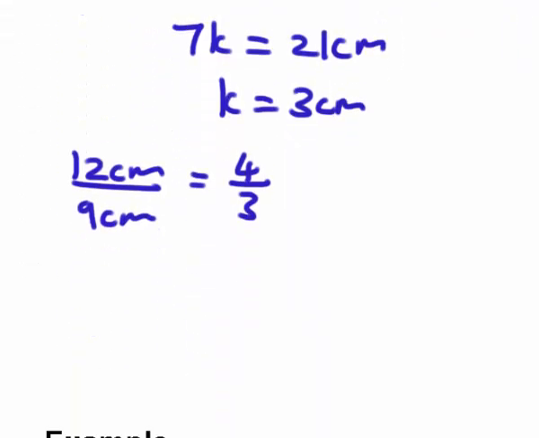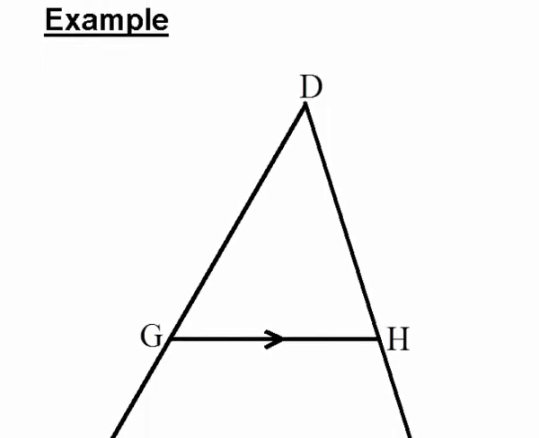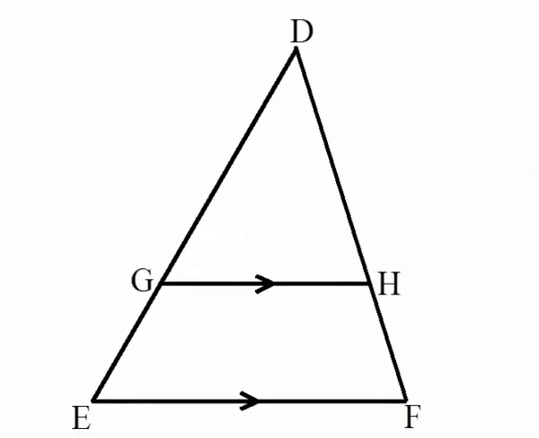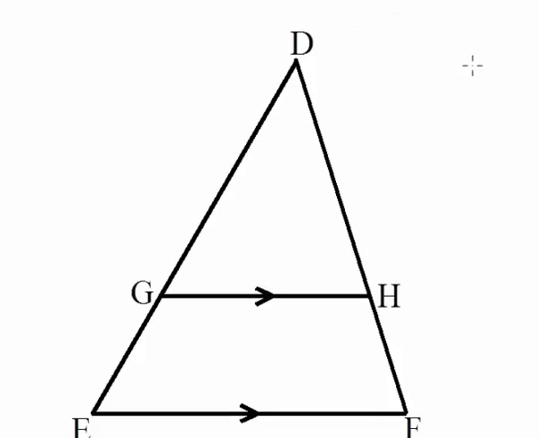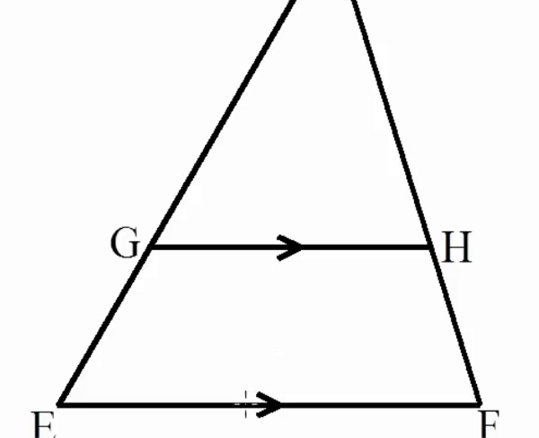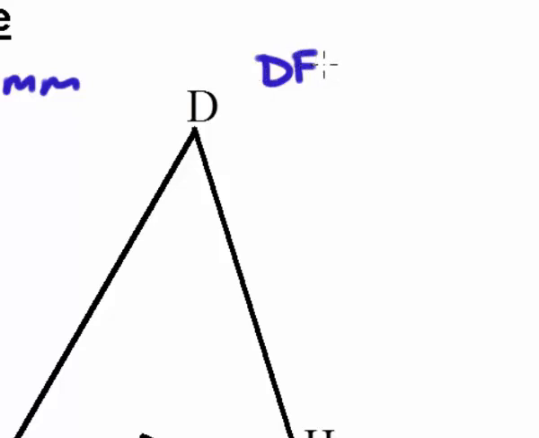So let's look at an example where we use this concept. I'm going to give you a little triangle, and this triangle is DEF. These lines are parallel, which is great. I'm going to say to you DE is 32 millimeters. Let's work in millimeters. And DF is going to equal 24 millimeters.